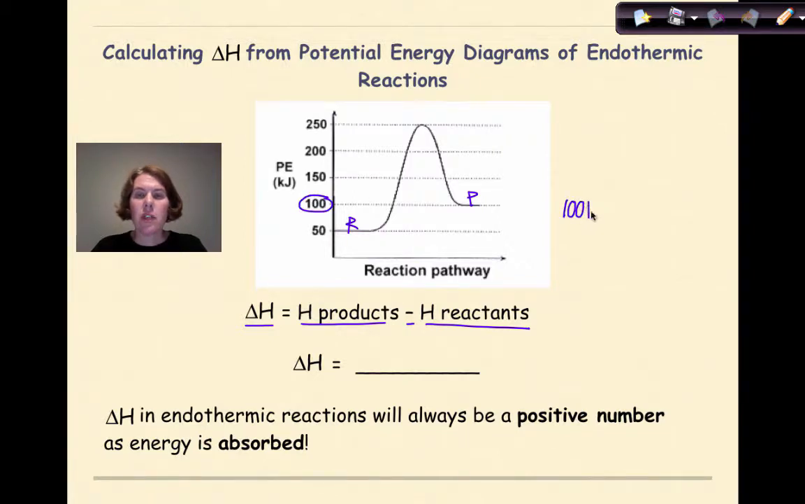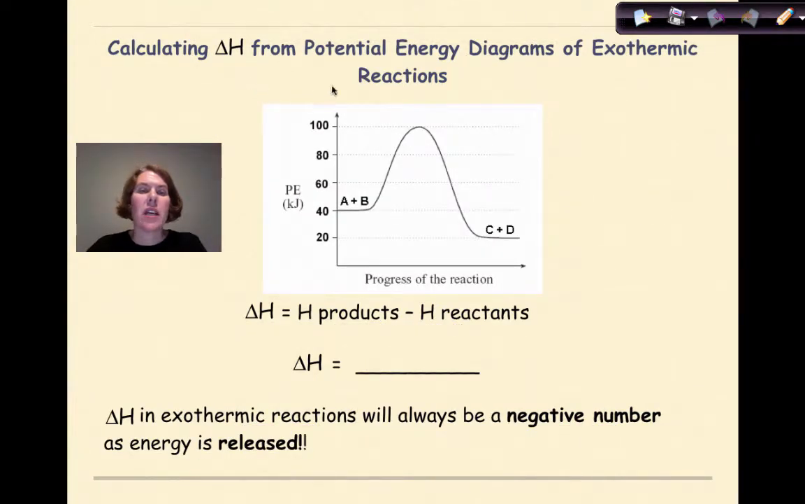So 100 kilojoules. And we're going to subtract that from the potential energy of our reactants, which only goes up to here, and that is 50. So 50 kilojoules. So 100 kilojoules minus 50 kilojoules gives me a positive number, specifically 50 kilojoules. So my delta H is positive 50 kilojoules. Delta H in endothermic reactions will always be a positive number as energy is absorbed.